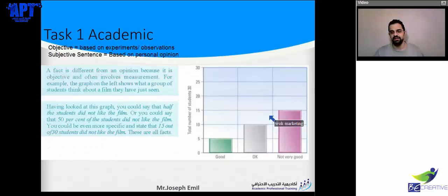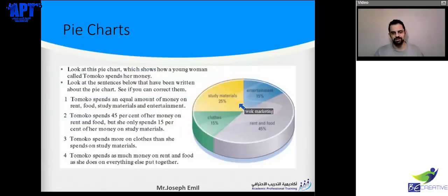So the last one was a bar graph, a graph made of chocolate bars. But this one is a pie chart. Yeah, there's a lot of food in this lecture. So we have a pie, we have bars of chocolate. So this is a pie chart. It's, shall we say, a circle divided into percentages based on something. Let's see. It shows how a young woman called Tomoko spends her money.